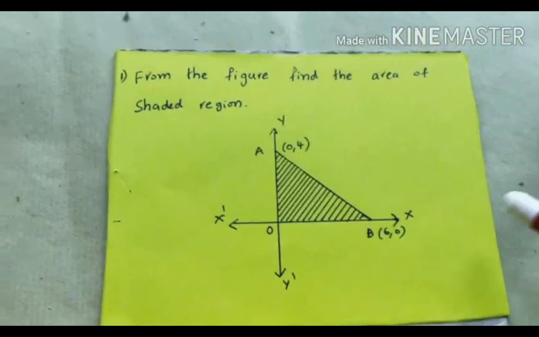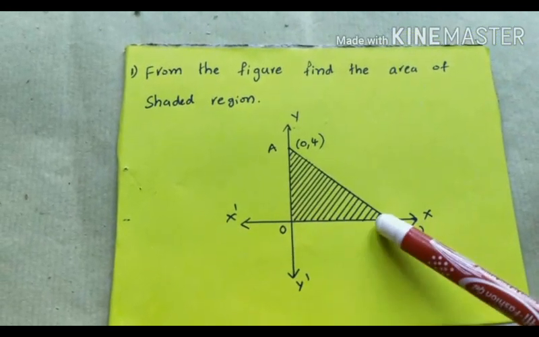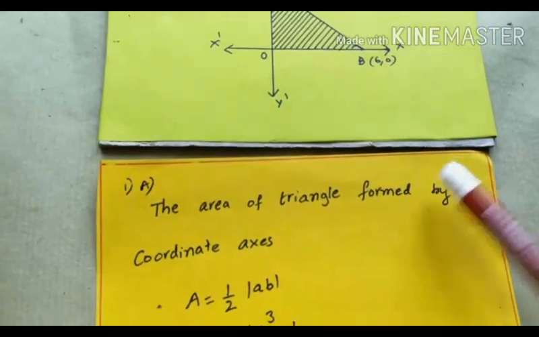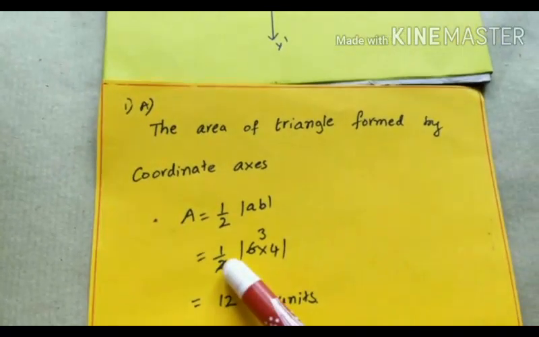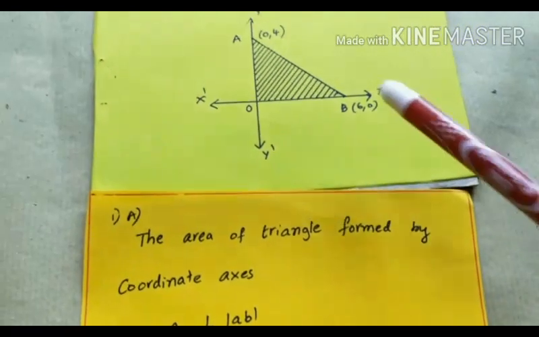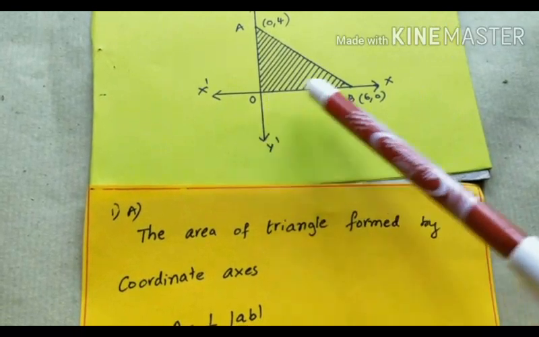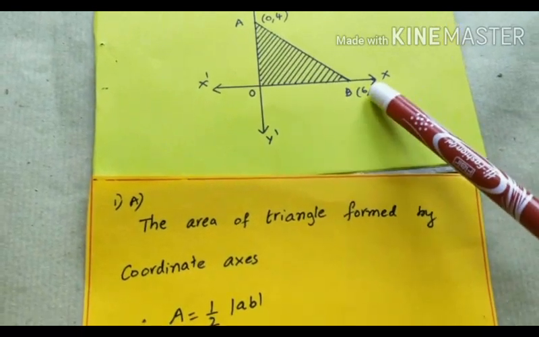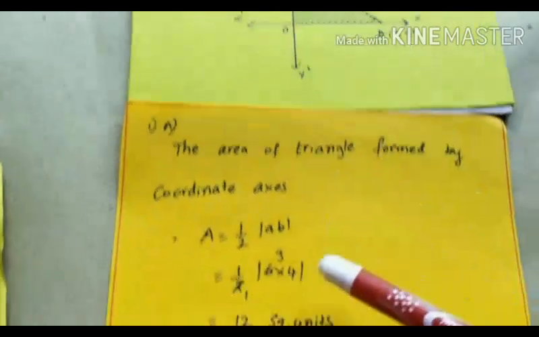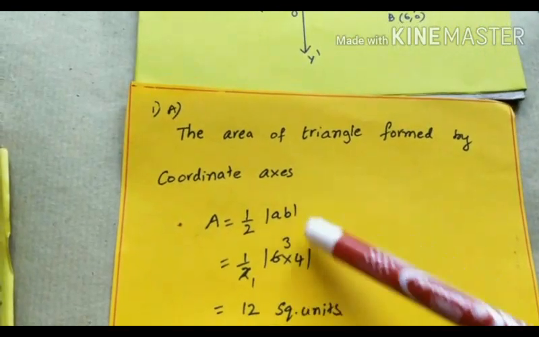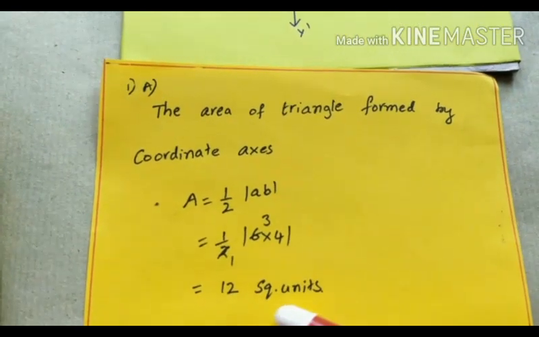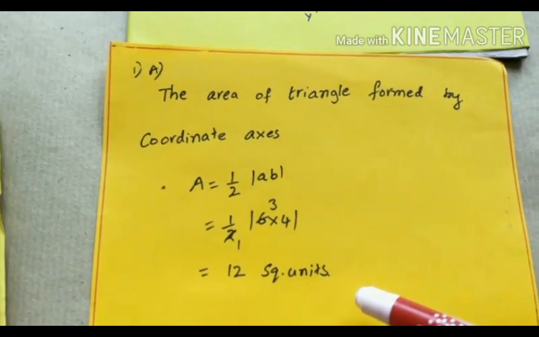Here the triangle is formed by the coordinate axes, so the area of a triangle formed by the coordinate axes is equal to half AB. Here A means the x-intercept and B means the y-intercept. The distance from O to B is the y-intercept, which equals 6 units. The distance from O to A is the x-intercept, which equals 4 units. So A is 6 units and B is 4 units. Half of 6 times 4 is 12 square units. The answer is 12 square units.